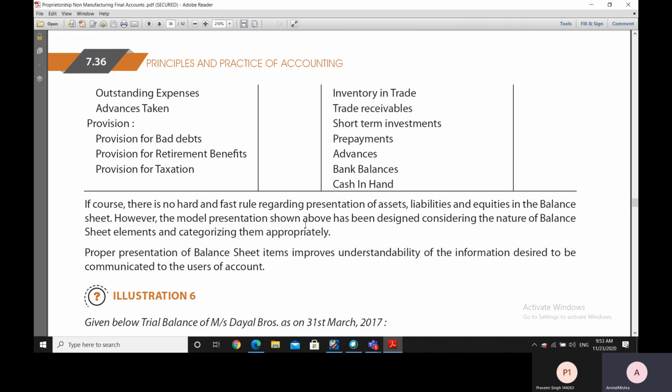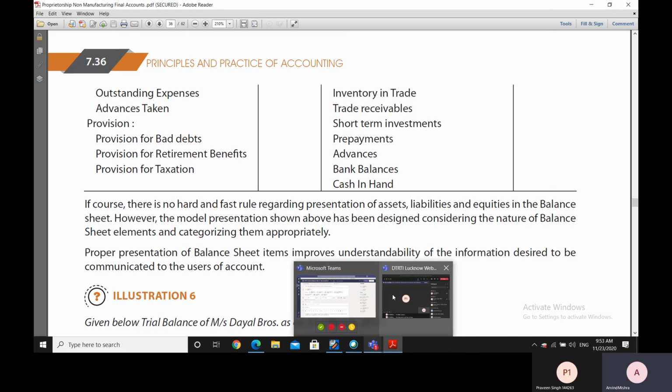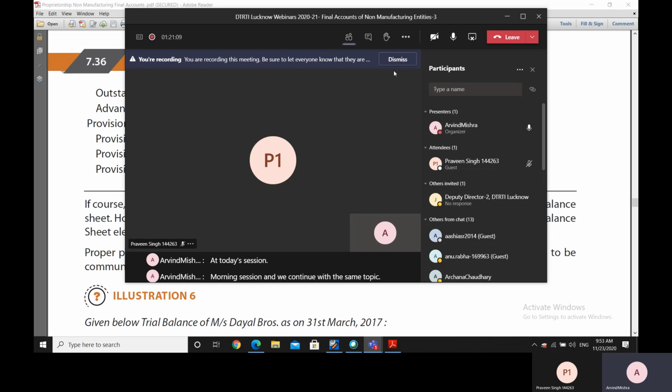So that is how the sequence in the balance sheet is recommended and the categorization in the balance sheet is recommended. We come to the end of today's morning session, and we continue with the same topic in the next session in the evening.